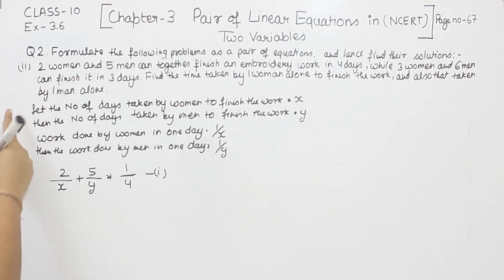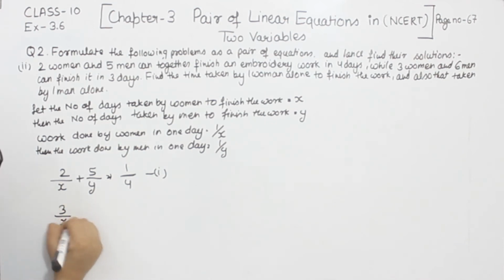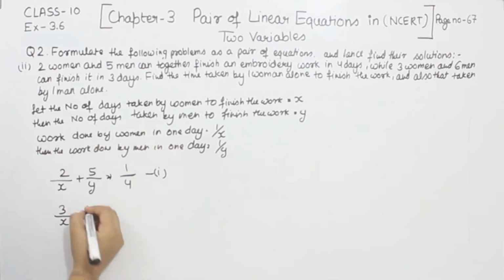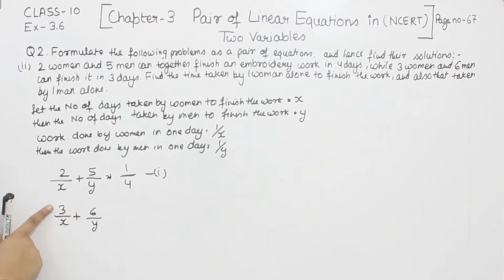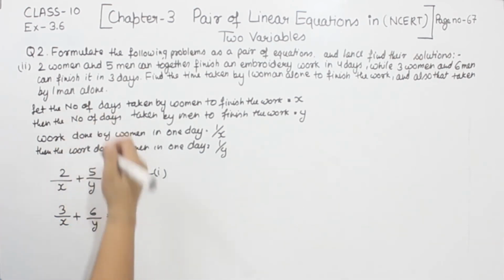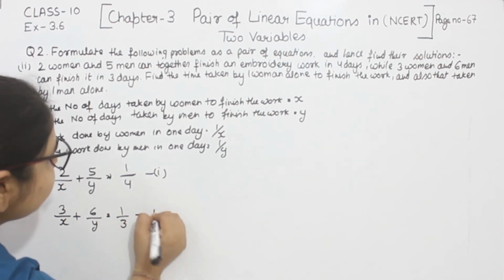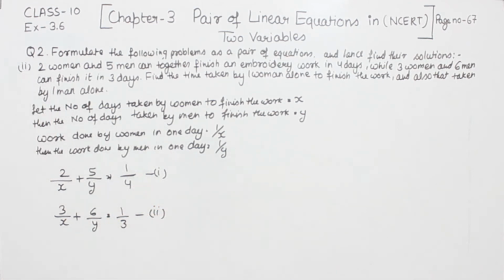Now comes to the second one. The second statement we are having, while 3 women, that is the 3 divided by x, and 6 men, that is the 6 divided by y, we have to find the work done in the 1 day. Now we are having 3 women and the 6 men, and the time taken is the 3 days, that is the 1 by 3. This one we are having is the equation number 2 here.